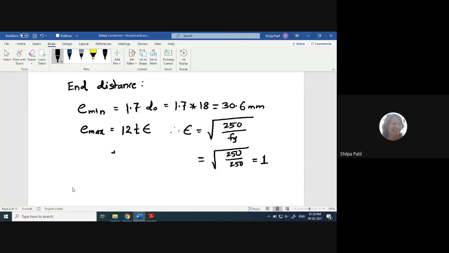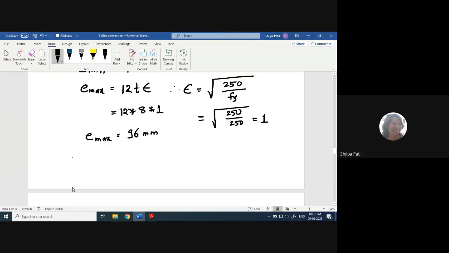Okay, so let us find out this value. 12 times the thickness of the thinner member, which is 8 mm, multiplied by 1. So what is Emax? 96 mm. So end distance, we can assume within these two values, minimum is 30.6 and maximum is 96. Within this range, any value for end distance we can assume. Okay, so let us adopt E is equal to 40 mm. I'm providing 40 mm as the end distance.